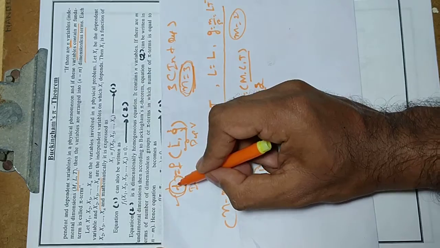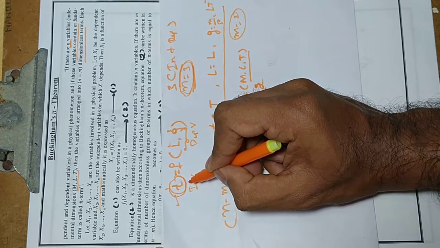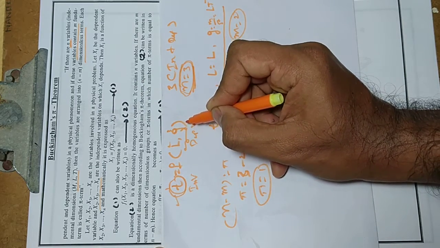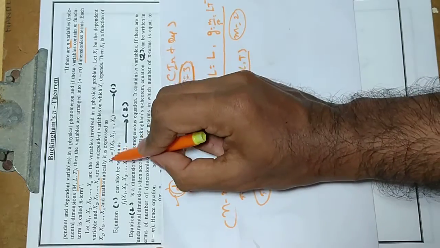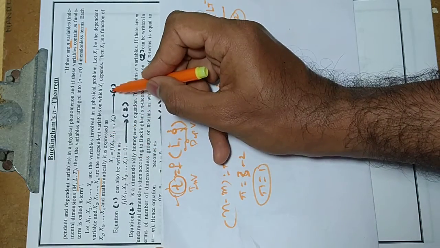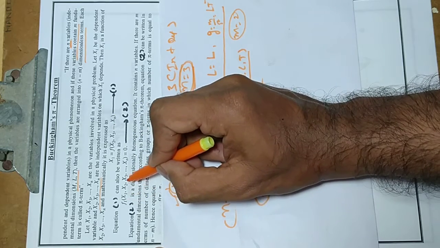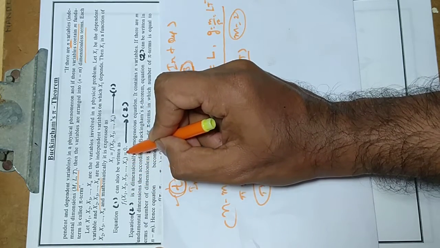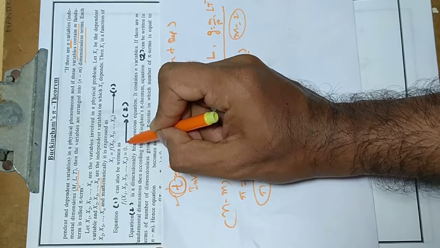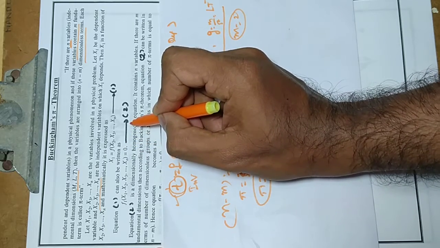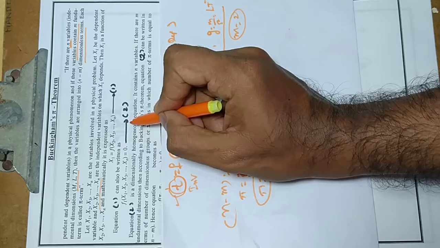xn. Similarly, how we wrote here, the dependent variable is a function of the independent variables. In the same way, we have to write that. This equation 1 I can also write as a function of x1, x2, x3, etc., xn is equal to 0. I'm going to call this equation 2.